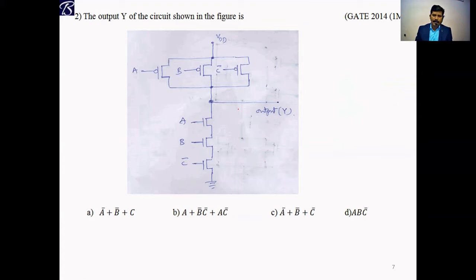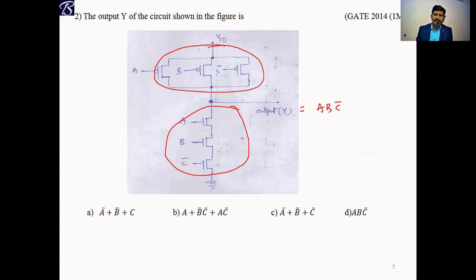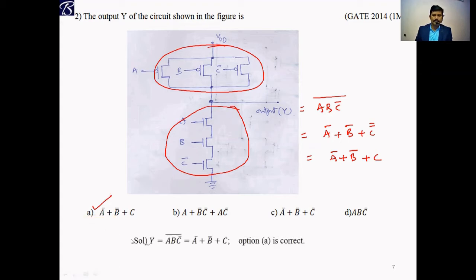Now observe this one. Observe this NMOS region. Y equal what? These are all in series. That means AND operation. A into B into this is C bar. Input C bar directly, C bar. If you take this PMOS region, just take bar. Apply De Morgan's theorem. A bar plus B bar plus C double bar, that equals A bar plus B bar plus C. So option A is correct. Let us check the answer. Yeah, option A is correct.